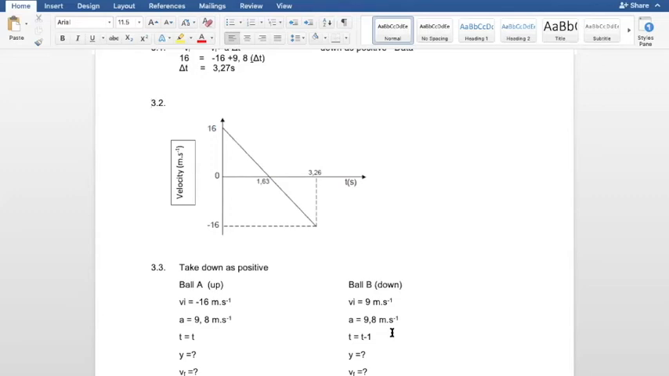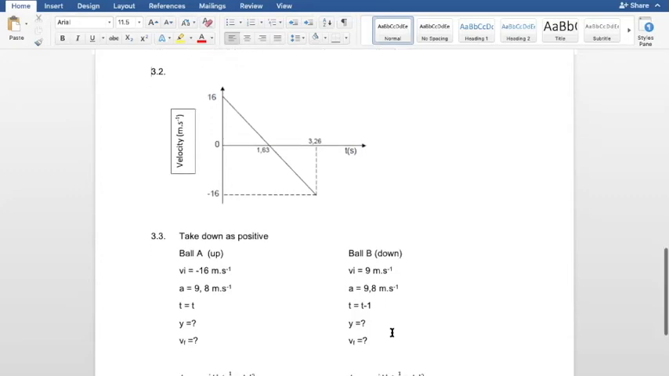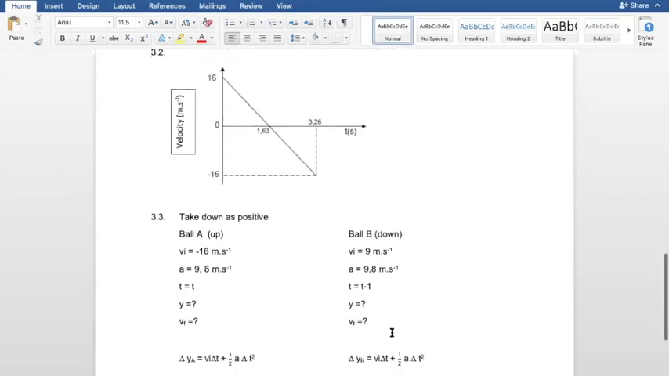Now, once we've got this down, let's write down equations in terms of delta Y. Delta Y is equal to V initial delta t plus half a delta t squared. Taking the information from the data that we have, we took down as positive, fill in the values. So if you look at ball A, delta Y is equal to V initial delta t plus half a delta t squared. What do we know?